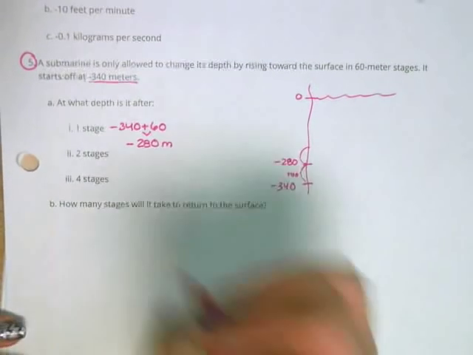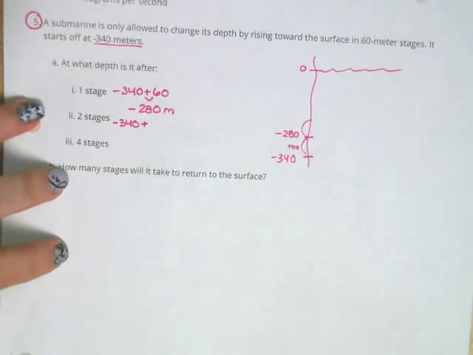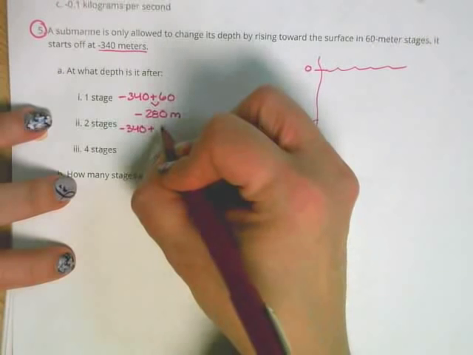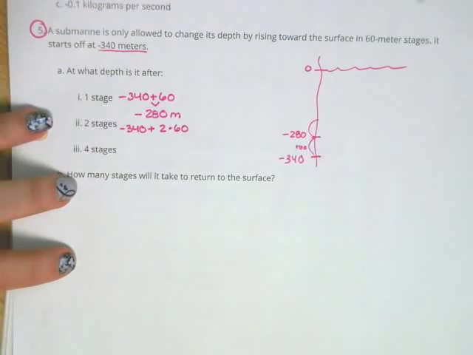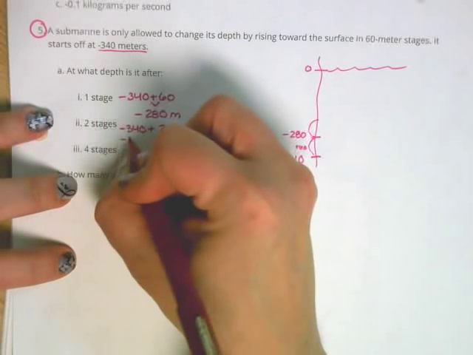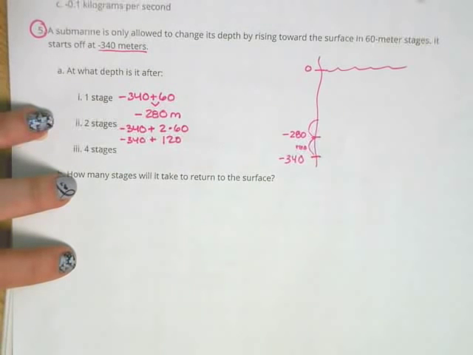All right, after 2 stages, if we go up one more time. So really what we could do is we could say negative 340 plus, and after 2 stages, isn't that 2 60 stages? 2 60-meter stages? What is 2 times 60? That's going to be 120. So we're adding 120 meters to it.